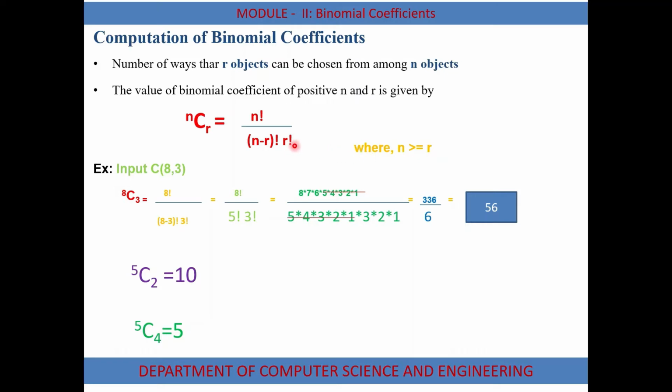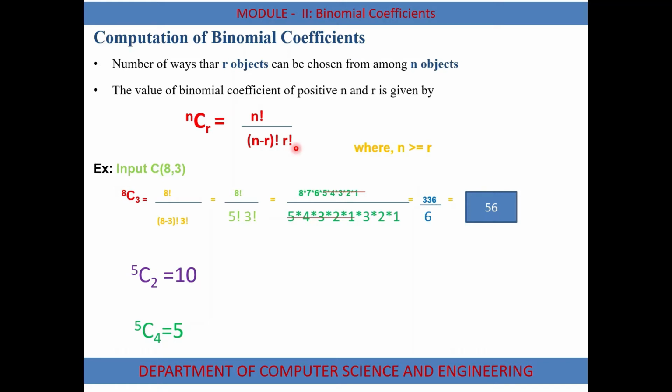So this is the factorial of a number. For example, if n equal to 5, then n factorial is equal to 5 factorial. That is 5 into 4 into 3 into 2 into 1 is equal to 120. So factorial 5 is equal to 120. Factorial of 0 is 1.